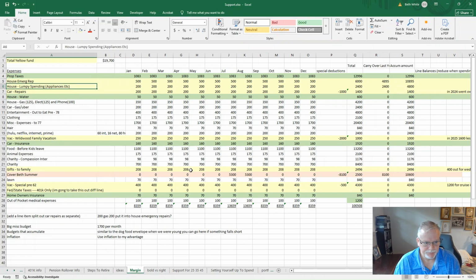So I have this lumpy spending for appliances too, for 24. So between these two, and these really all add up. So that's that. I have a car repairs budget. Vacations, I'm actually toying around.